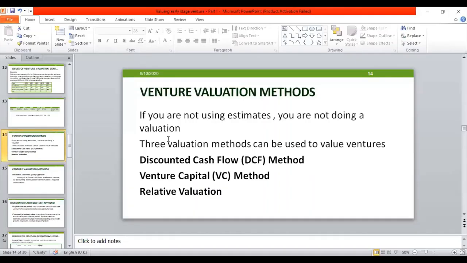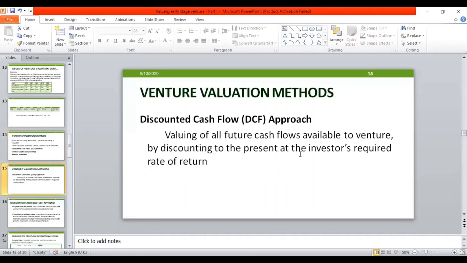So moving on to the first method, the discounted cash flow method. The discounted cash flow approach means we are attempting to value all the future cash flows available to the venture. When we are referring to cash flows, that means cash flows generated from the operating activities of the business, which are available for the venture. Then we discount these cash flows by a suitable discounting factor, which equals the required rate of return of the investors. That is how we normally take the value of any business.